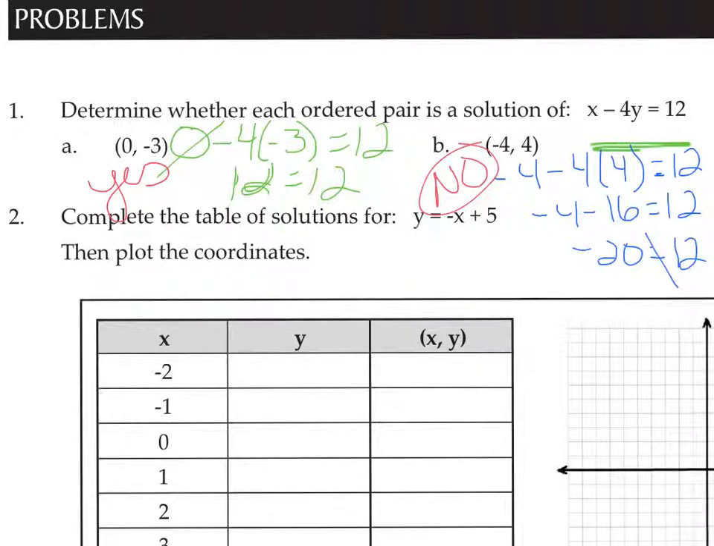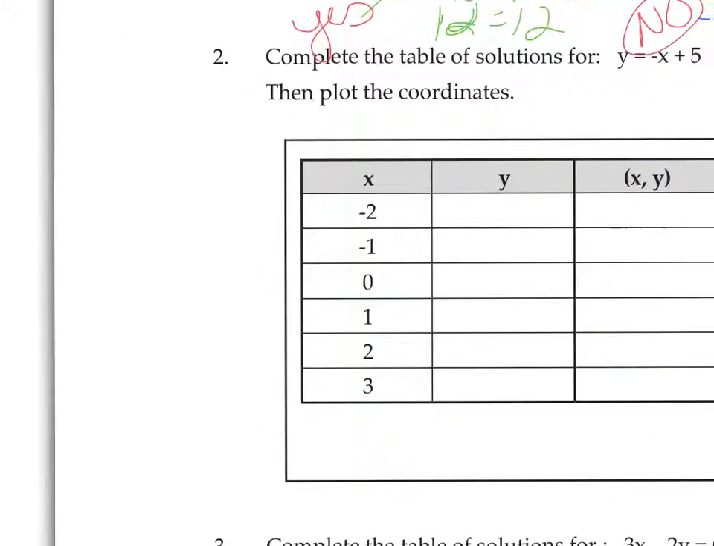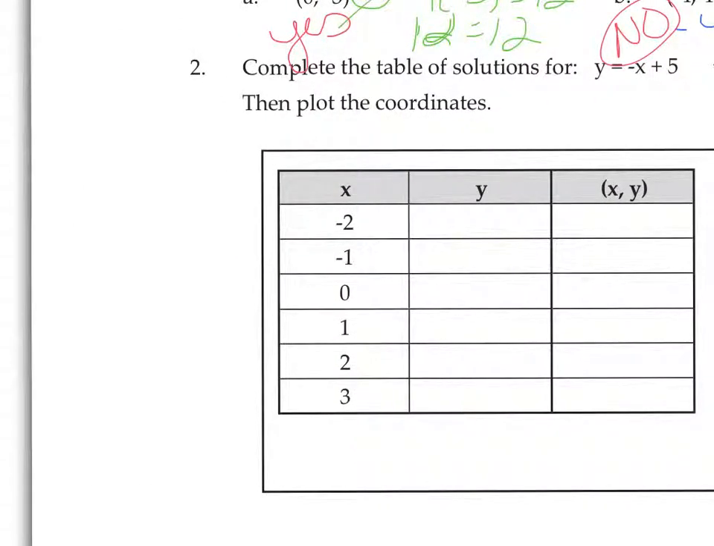All right, we're going to complete the table of solutions for this equation, y equals negative x plus 5. We have x values. All we have to do is plug them in here, being careful that if the x value has a negative on it and there's a negative here, there's going to be two negatives together, and then add 5. So let's work over here off to the side. I'm going to rewrite this equation so I can see it. y equals negative x plus 5. So that's the equation we're working with.